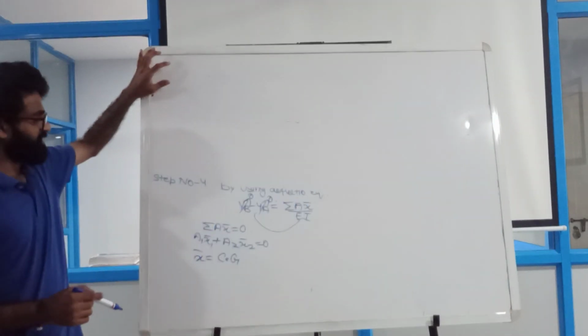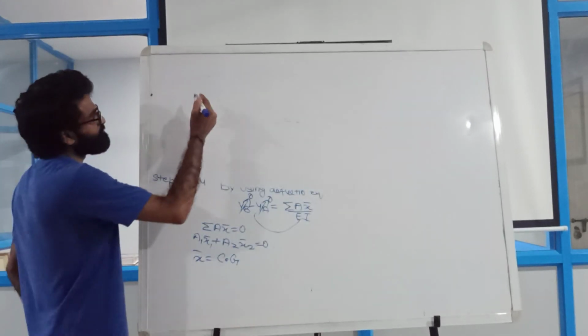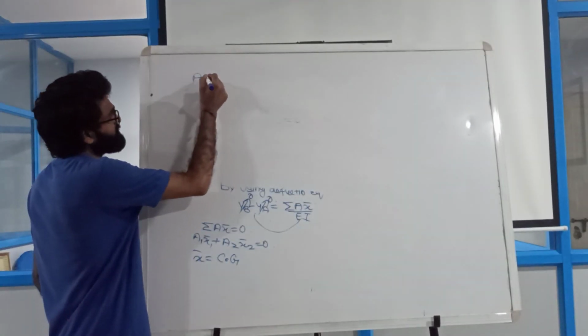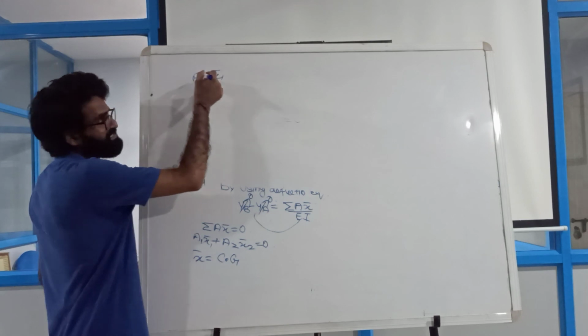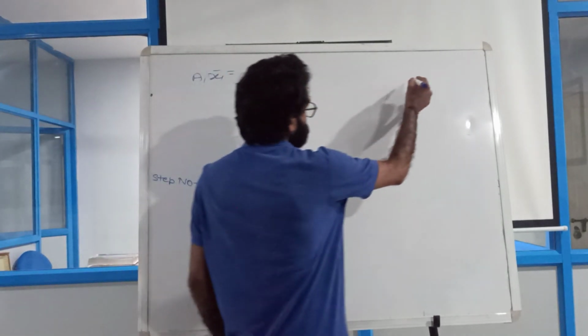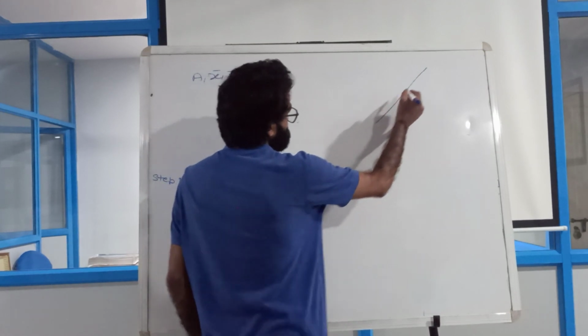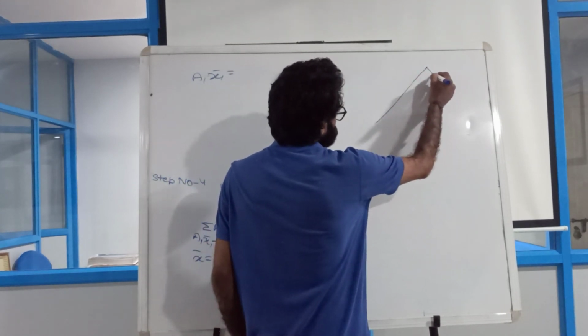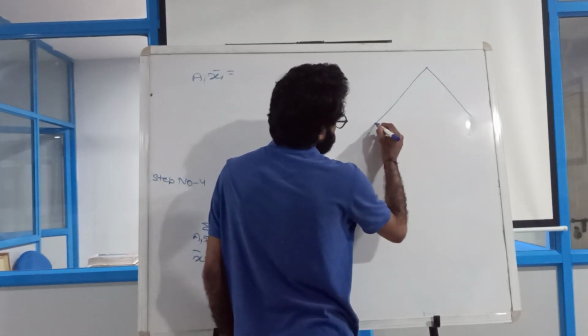Alright, so let us solve it. I will solve first A1 x1 bar. What does A1 x bar mean? This diagram is for the free body diagram. So my free body diagram is this. This is my free body diagram.